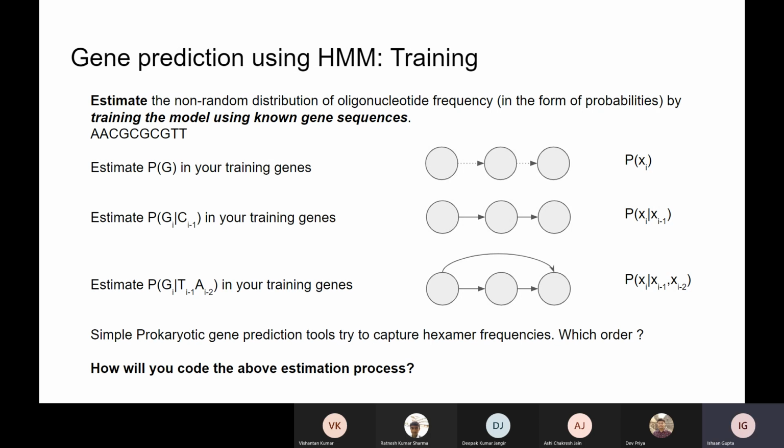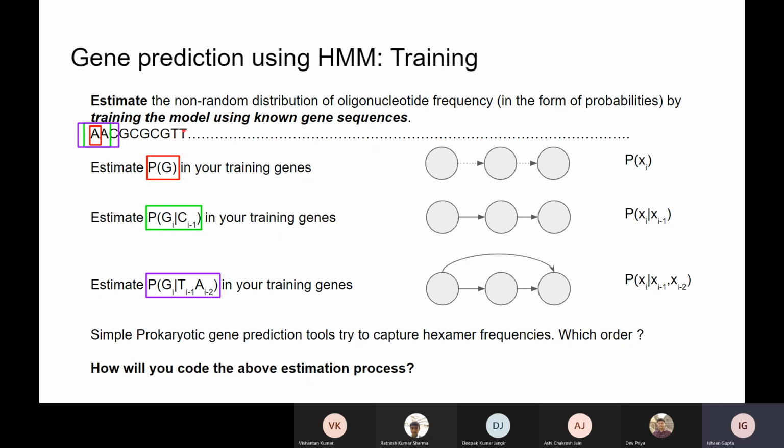Okay, so think about how you would code a tool that estimates the hexamer frequencies in a given sequence. Please think about this code. Again, how would you go about it?